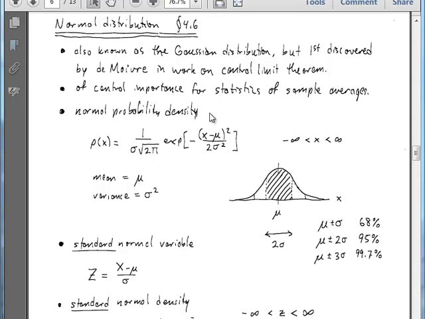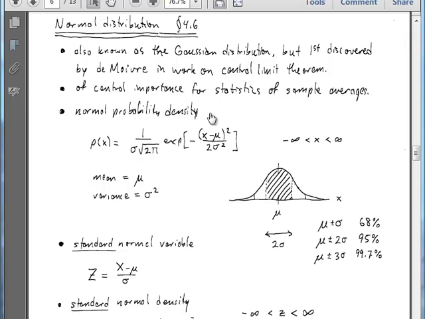Okay, we're going to talk about a very important distribution in statistics called the standard normal distribution. It's also known as the Gaussian distribution, but ironically it was first discovered by de Moivre in work on the central limit theorem. So like many things in science, it seems to be named after the wrong person.